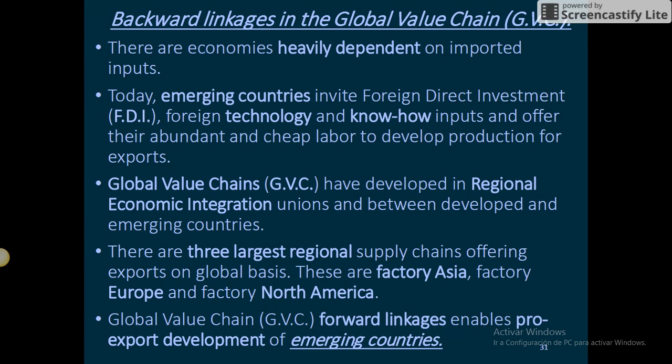There are three largest regional supply chains offering exports on a global basis. These are Factory Asia, Factory Europe and Factory North America. Global value chain, GVC, forward linkages enable pro-export development of emerging countries.